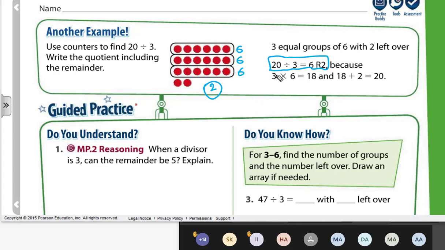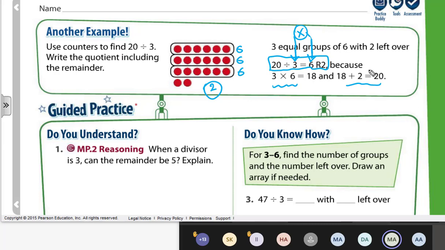If you want to check your answer, just multiply 3 by 6. 3 is the divisor and 6 is the quotient. Multiply these two, and after that add the remainder. So 3 times 6 equals 18, and when you add the remainder, 18 plus 2 equals 20.